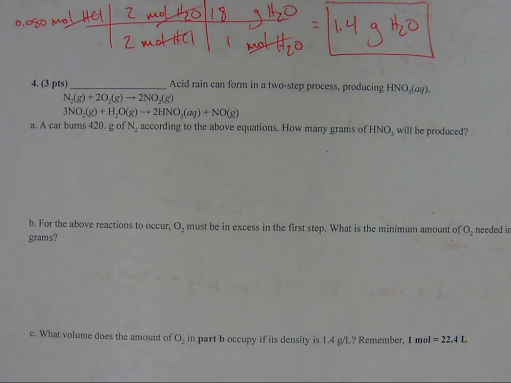And number 4, acid rain can form in a two-step process producing, well, that's nitric acid. It's HNO3. Okay, again, you don't actually have to know anything about acid rain. You don't have to know what the name of that substance is. You just have to do stoichiometric calculations, right? Focus on what you're being asked to do, and don't get caught up in the things that you don't know anything about or we haven't worked on in class.